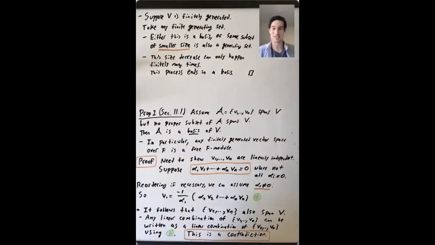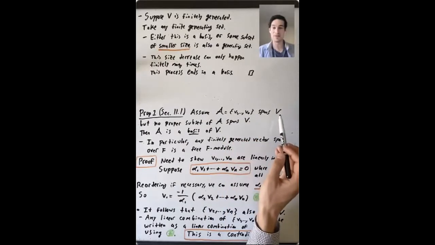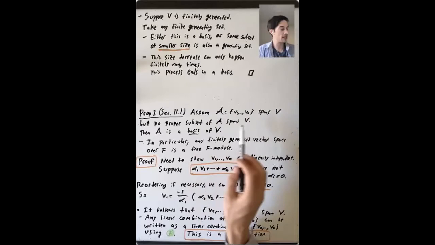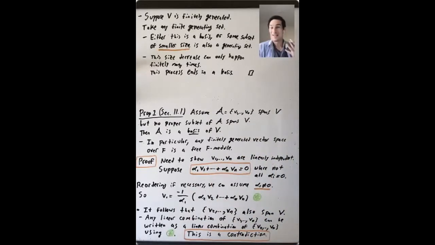Let's prove this proposition. We're starting with this set of vectors that spans V, and we're assuming that no proper subset of it also spans V. We want to show that it's a basis, which means that it's a spanning set that's linearly independent. So all we need to do is show that these vectors are linearly independent. So we're going to write down a relation. We'll suppose that alpha1 v1 plus ... plus alpha n vn is 0, where not all alpha i are equal to 0, and we're going to find a contradiction. We're going to assume that this set of vectors is not linearly independent, and we're going to get a contradiction.